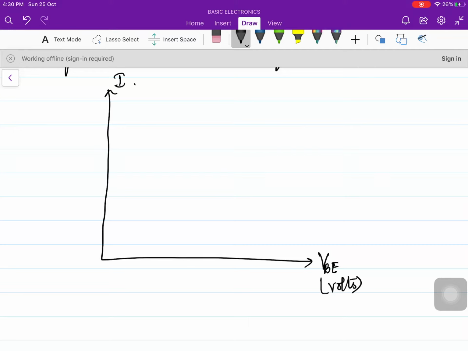Here you will have to write IE. Write down the units also for both the things. This is how we prepare the axis.